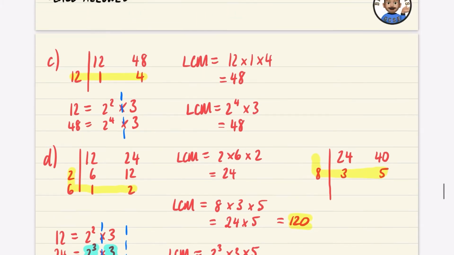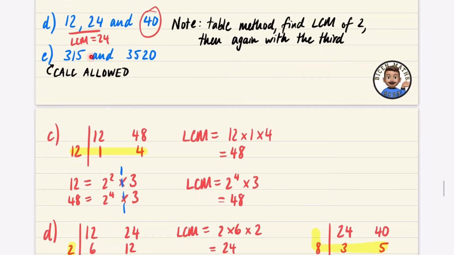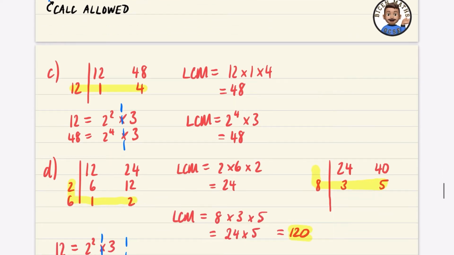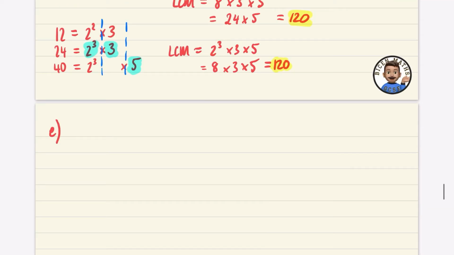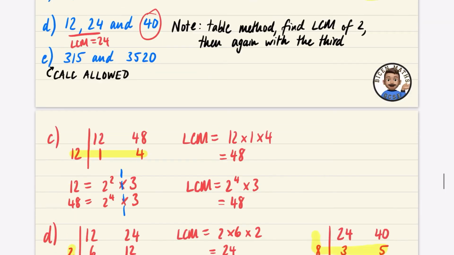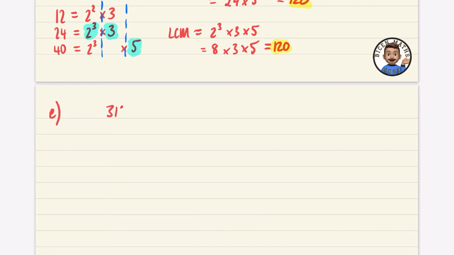Now I'm going to do E. I think this one, I'll do both methods for E. We've got 315 and 3,520. Let me just quickly add in a blank page here. So the numbers that we're going to do for E were 315 and 3,520. I'll do the table method.